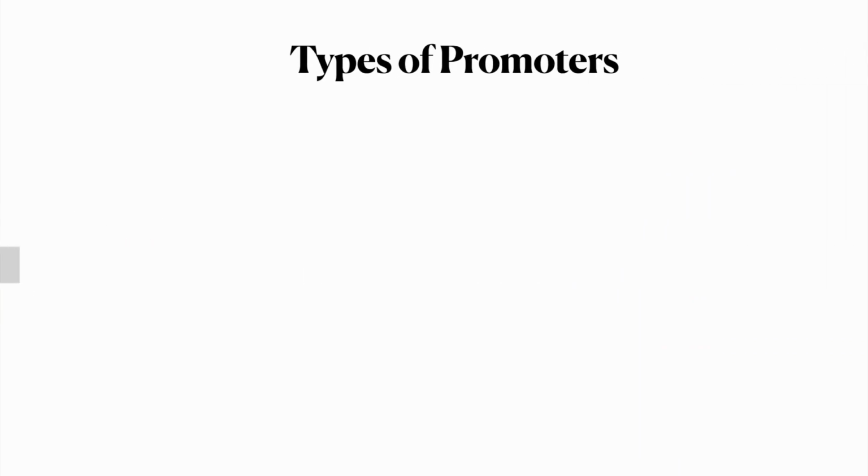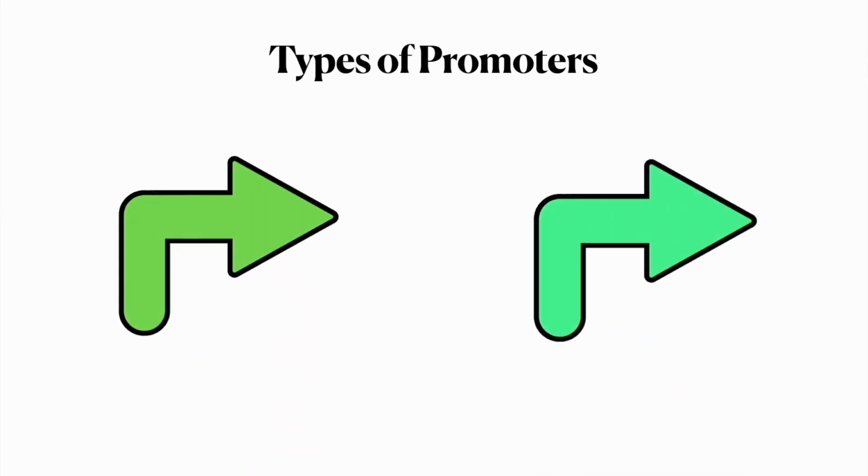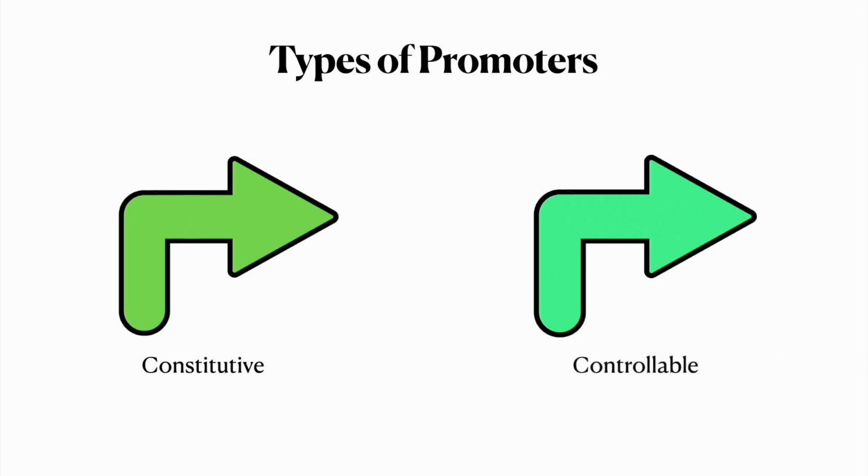There are two main types of promoters: constitutive promoters and controllable promoters. Constitutive promoters are able to continuously code for the production of a protein with no regulation. Controllable promoters are promoters that can be switched on or off by a specific agent.